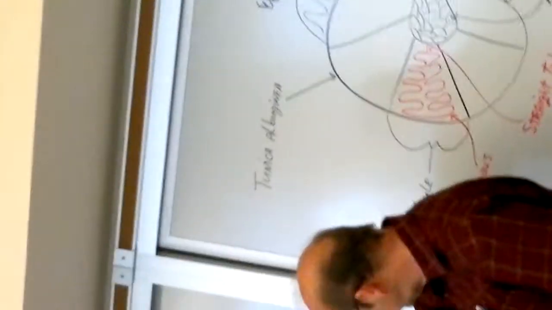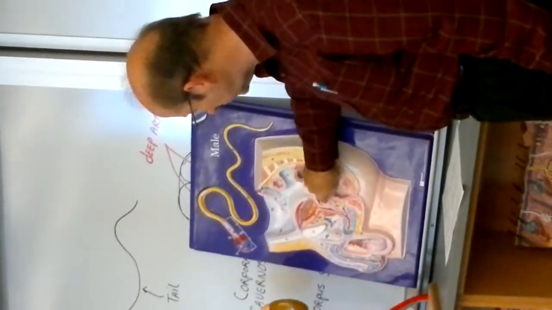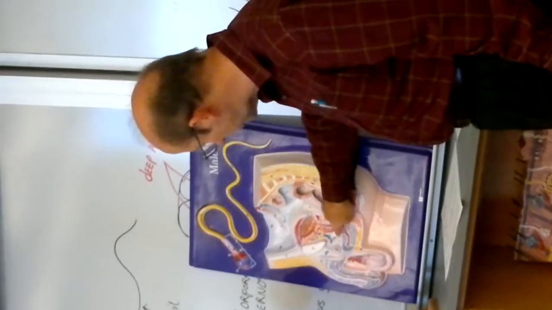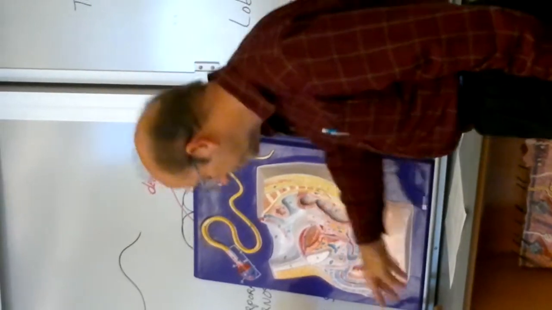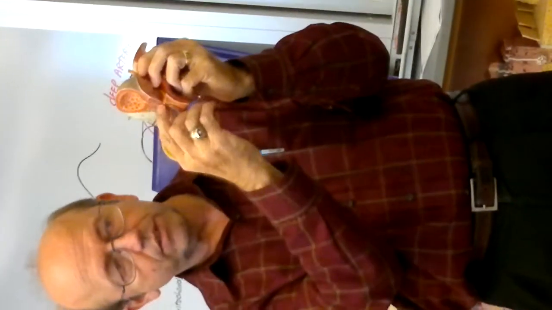When this ampulla joins the duct from the seminal vesicle, it forms a vessel that goes through the prostate. Here's the prostate gland here. There's the prostate gland there. And on this model, when you wiggle it apart, here's the prostate gland right there. So take it off. You can still see it.